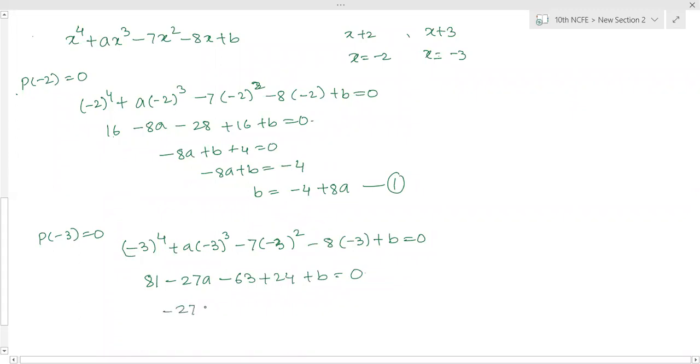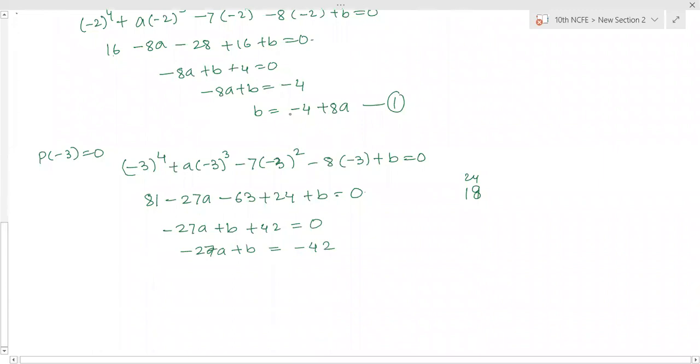So minus 27a plus b. 81 minus 63 is 18. 18 plus 24 is 42. So plus 42 is equal to 0. So minus 27a plus b is equal to minus 42.